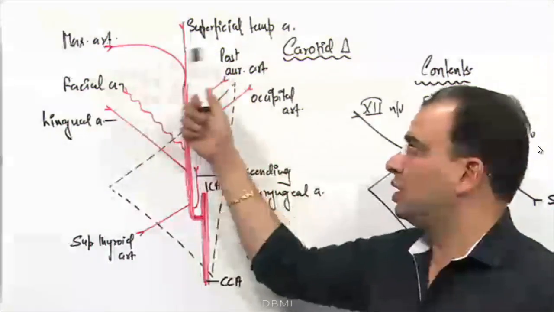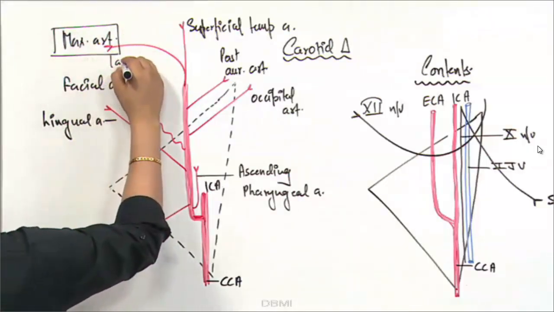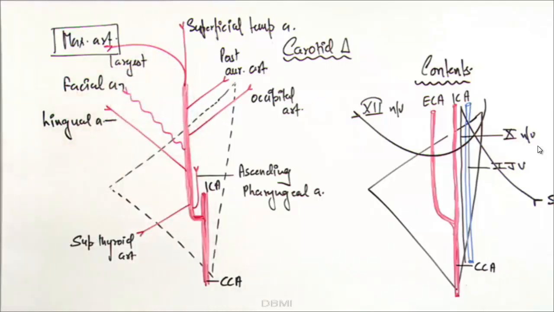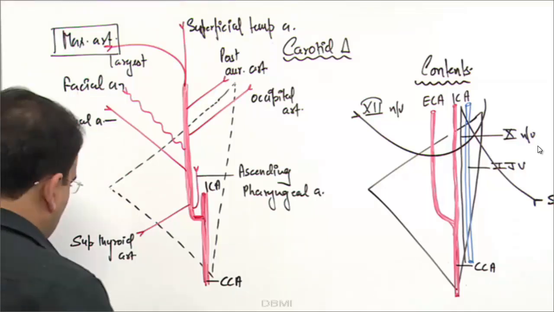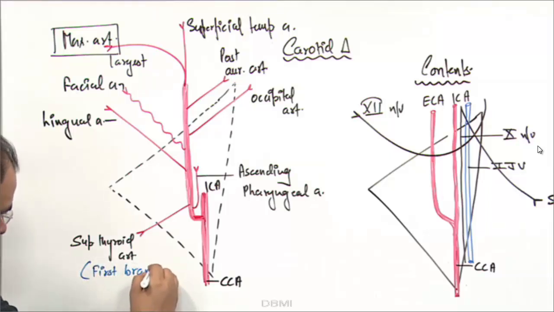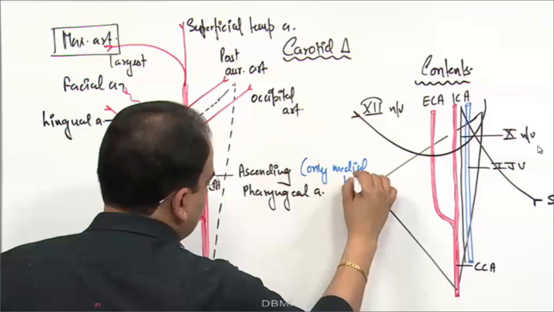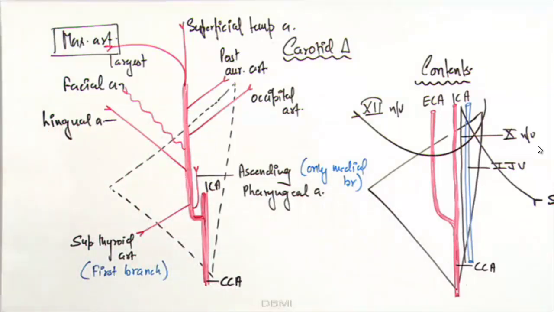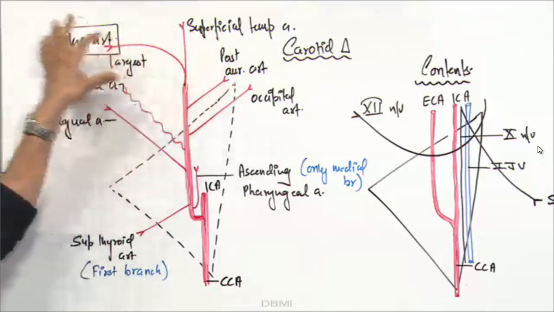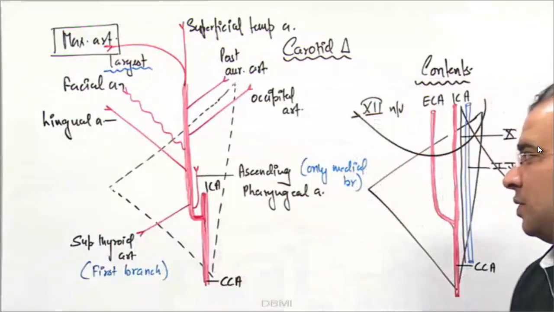Maxillary and superficial temporal, the two terminal branches, and please note maxillary artery is the largest branch of external carotid. Superior thyroid artery is the first branch of external carotid. Ascending pharyngeal artery is the only medial branch, the only branch which is given off on the medial side. Maxillary artery and superficial temporal artery, the two terminal branches. Maxillary is the largest branch of all when you compare it with the rest of the branches of external carotid.